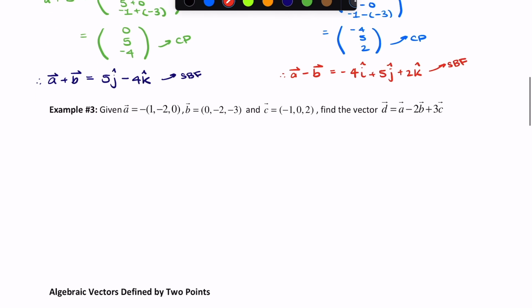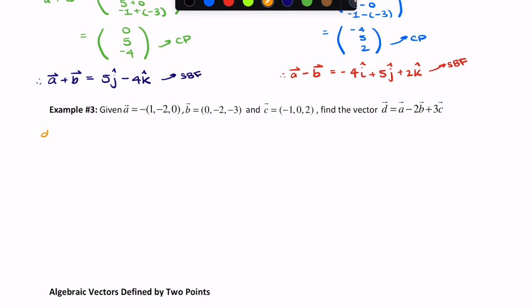Okay, so example 3 says given vector A is equal to negative 1, negative 2, 0, vector B is equal to 0, negative 2, negative 3, and C is equal to negative 1, 0, and 2. Find the vector D, which is equal to vector A minus 2 times vector B plus 3 times vector C.